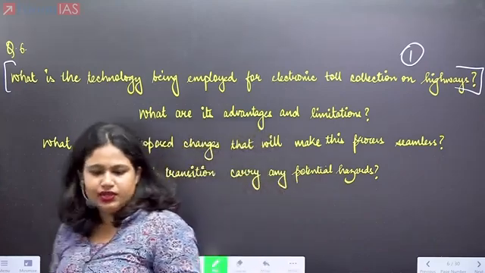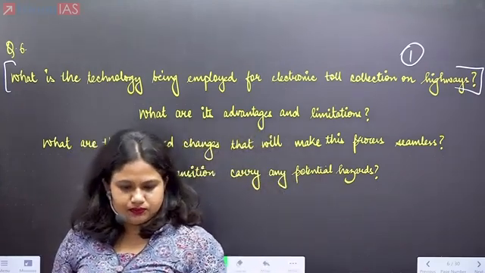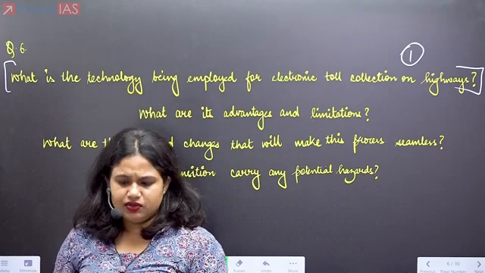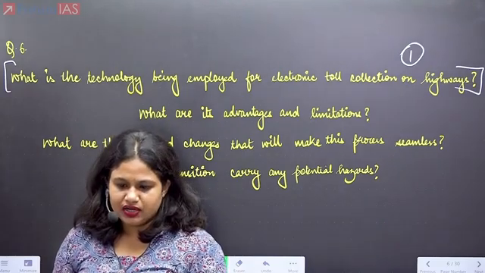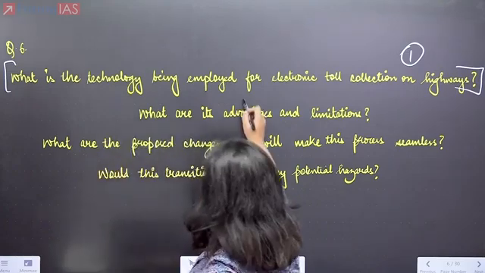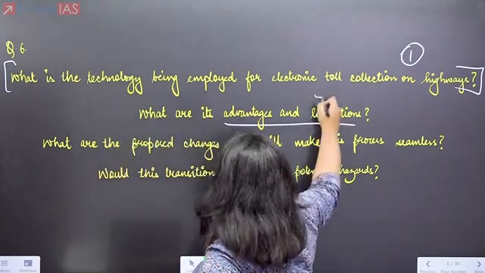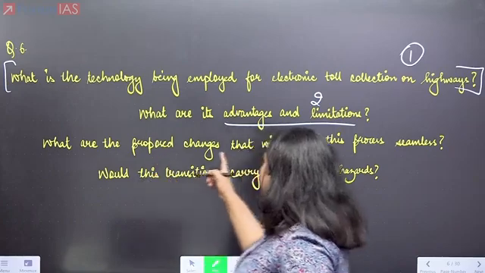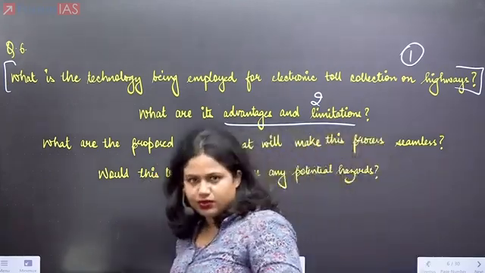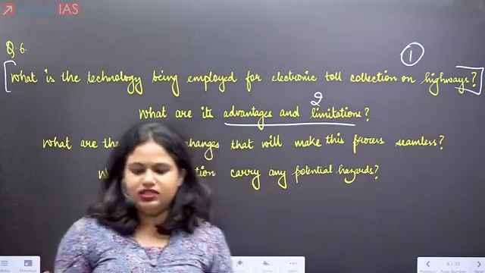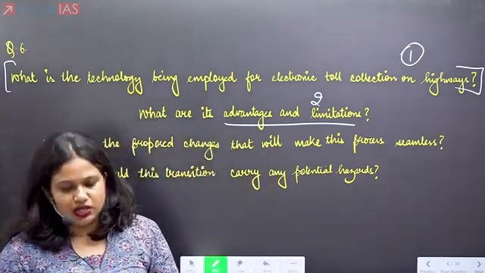Question part 2 is that second part of the question is what are its advantages and limitations? Fair. So second part of the question, very clear: advantages and limitations. Then what are the proposed changes that will make this process seamless? Third part of the question. Fourth part, would this transition carry any potential hazards?